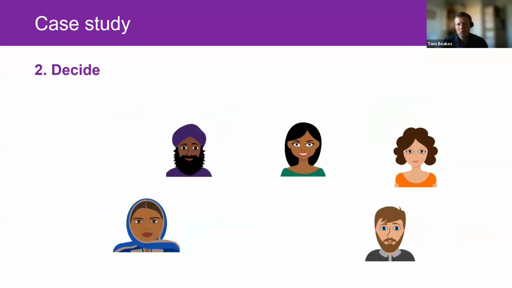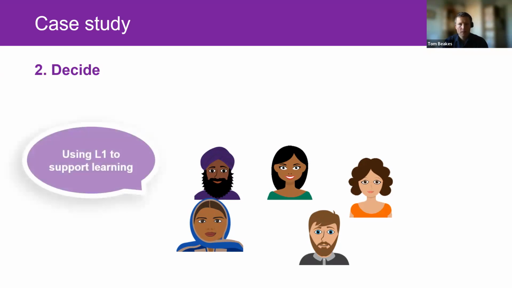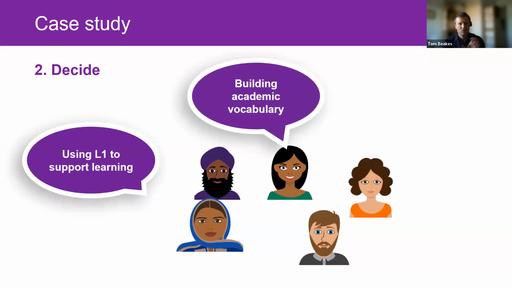So they all work together, they form their new group, and they have to come up with their top 3 ideas based on this discussion that they think would help their students the most. So they have this discussion, and the top 3 ideas that emerge are using first language to support learning. L1 there is home language or first language.